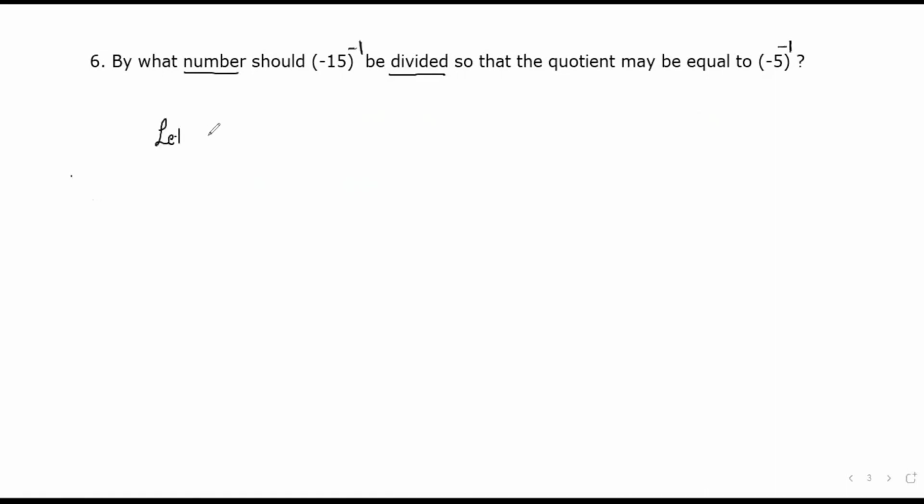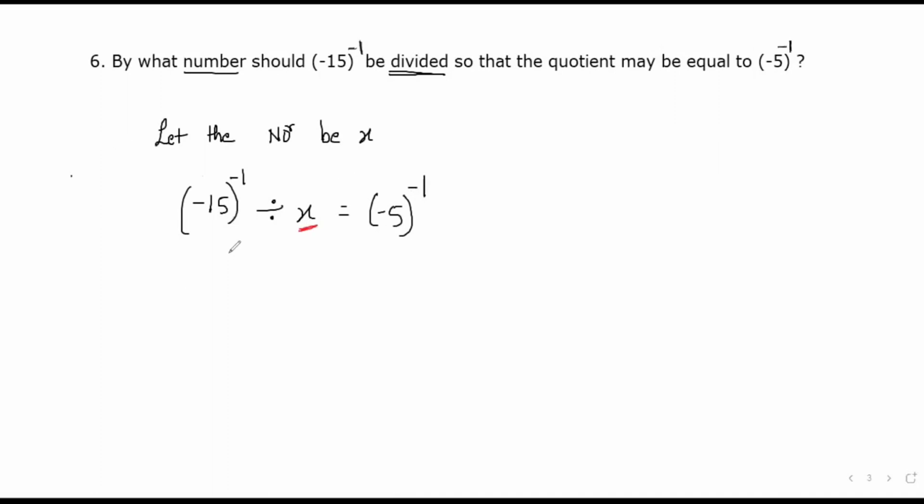Let the number be x. Now minus 15 whole to the power of minus 1 to be divided. They are asking us to divide it, so divided by x. Whatever the question value is going to be, that will be equal to minus 5 whole to the power of minus 1. That is the equation, and we need to find out the value of x.